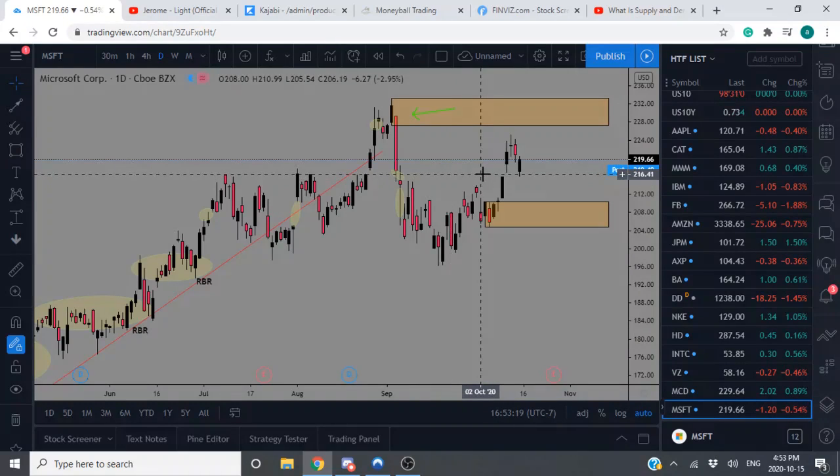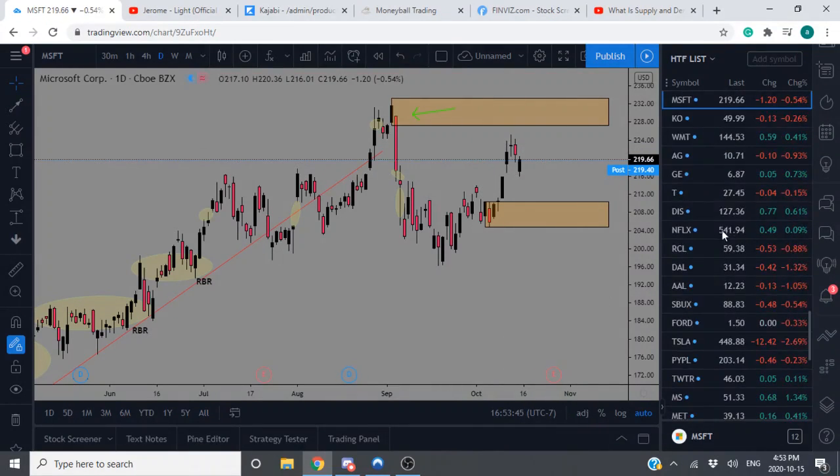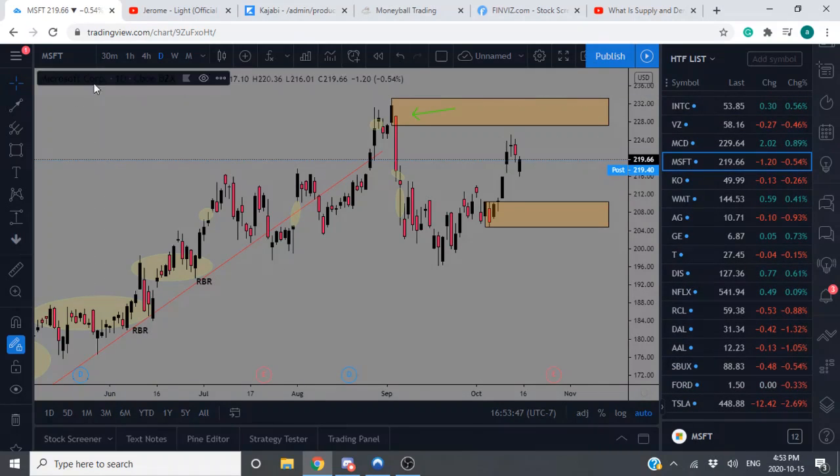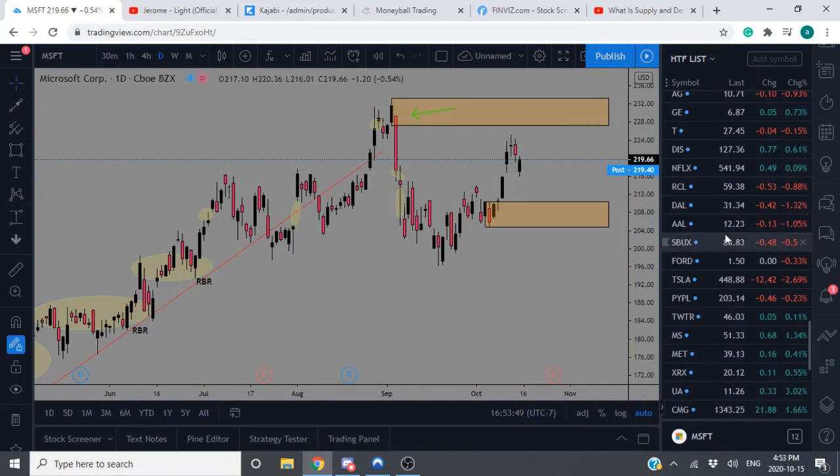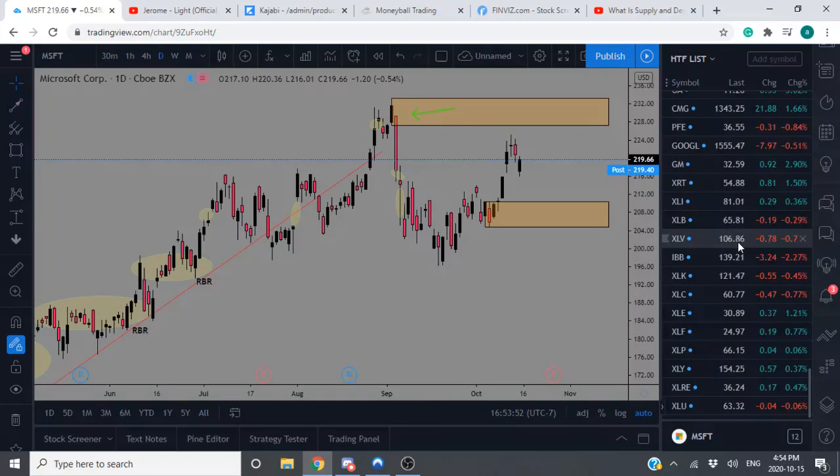This is going to be kind of my filter. How I'm going to filter through this is I want to look at the index. So if we look here at, say, Microsoft. Microsoft is a technology company, correct? So what I want to do is I want to see XLK, I believe, technology. This is a sector, the technology sector.